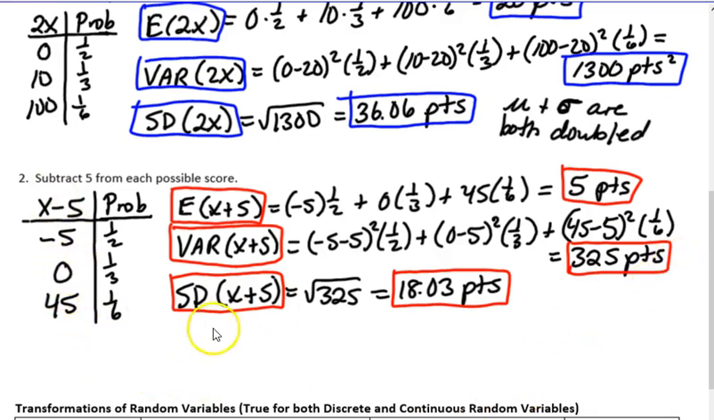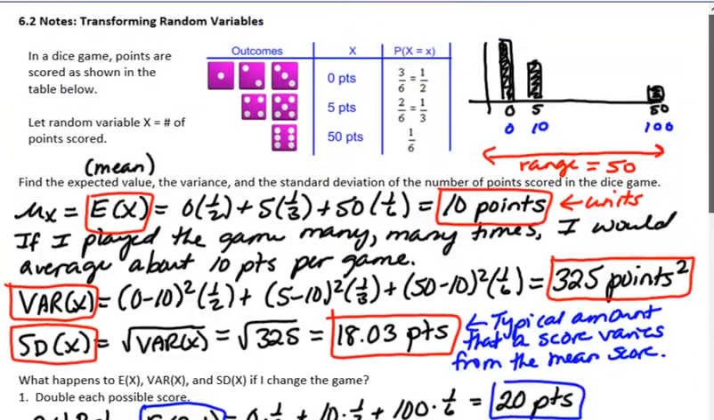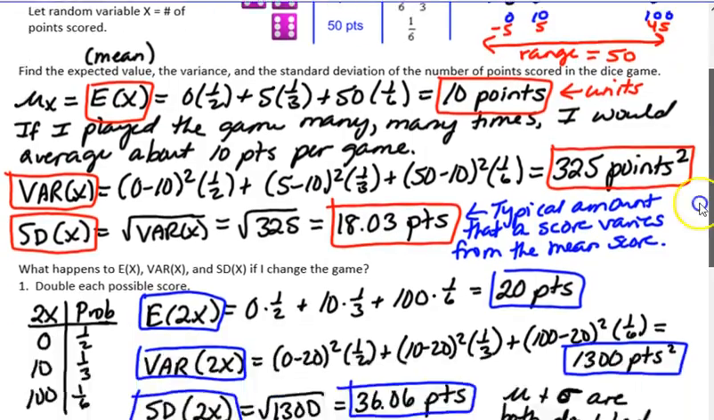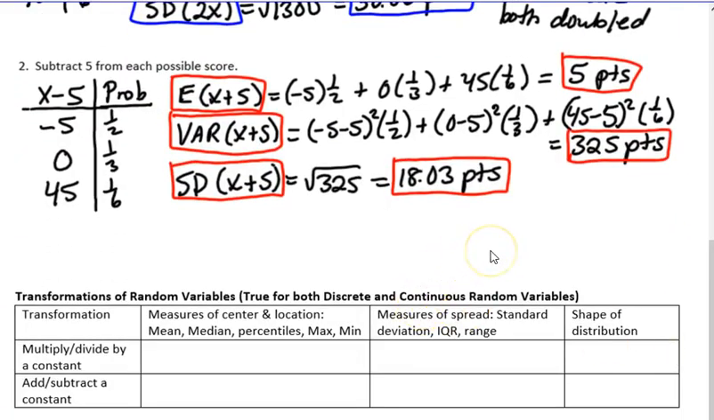But the variance and the standard deviation are no different from the original distribution of scores 0, 5, and 50. Why is that? Well, if you look back at the original range of scores, the range is 50. If I were to change this to negative 5, 5, and 45, notice the range from negative 5 to 45 is still 50. So the spread hasn't changed. The spread has gotten greater when we went from 0 to 100 instead of 0 to 50, but when we go from negative 5 to 45, it's no different than 0 to 50. So there is no difference in the range, so our measures of spread are no different.